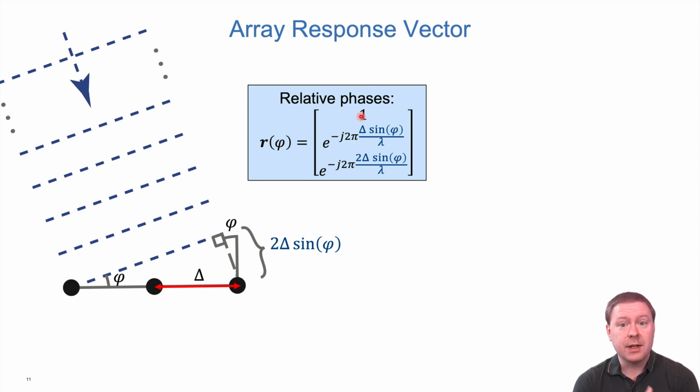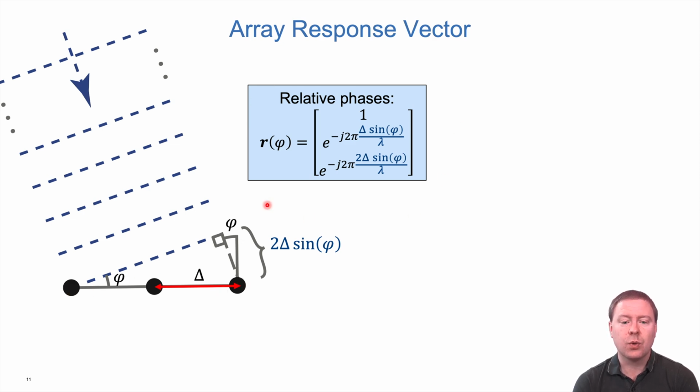We have no particular phase shift for the first antenna; we use it as a reference. Then for the second one, we need to move delta times sine of the angle. We divide that by the wavelength and multiply with minus j2π, and that gives us the phase shift that the signal at the second antenna will have compared to the first one. And then for the third one, we have the same expression, but with an extra 2 here because we have 2 times delta distance between the reference antenna and the rightmost antenna.